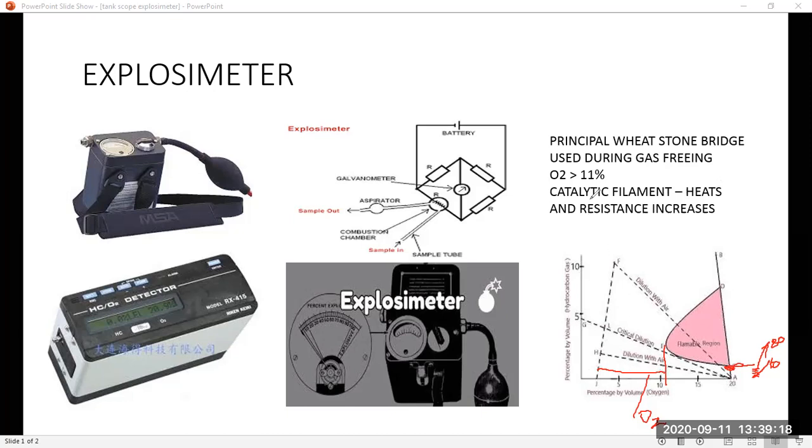So it is a catalytic filament, and heat and resistance increases. So this is all about the explosive meter. Then we have the power button and zero adjustment, calibration, adjusting the readings, fan gas, alarm checks, and power button.